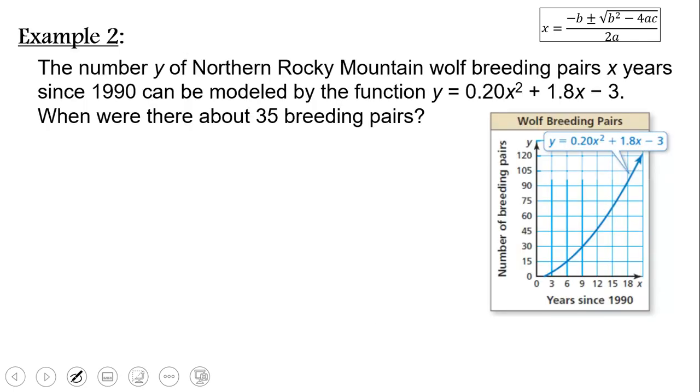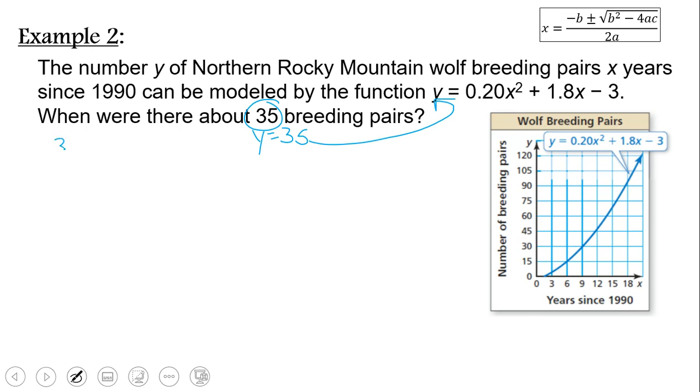Let's take a look at this word problem here. It says the number y of Northern Rocky Mountain wolf breeding pairs x years since 1990 can be modeled by the function y equals 0.20x squared plus 1.8x minus 3. When were there about 35 breeding pairs? They're actually giving us a y value equal to 35. We'd have to take that y value and plug it in to our function.